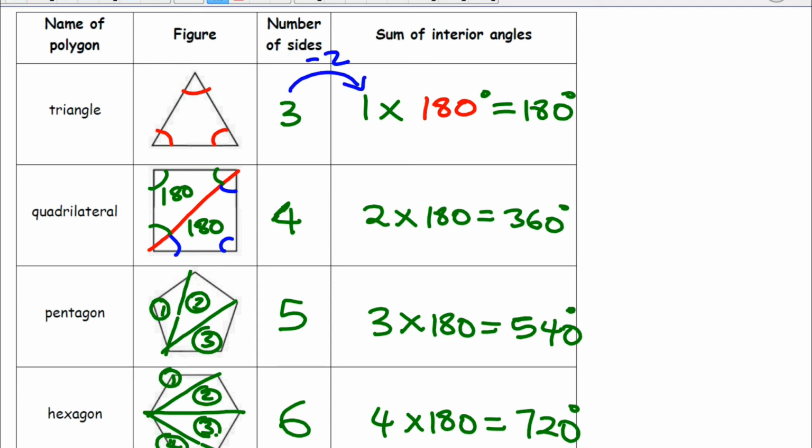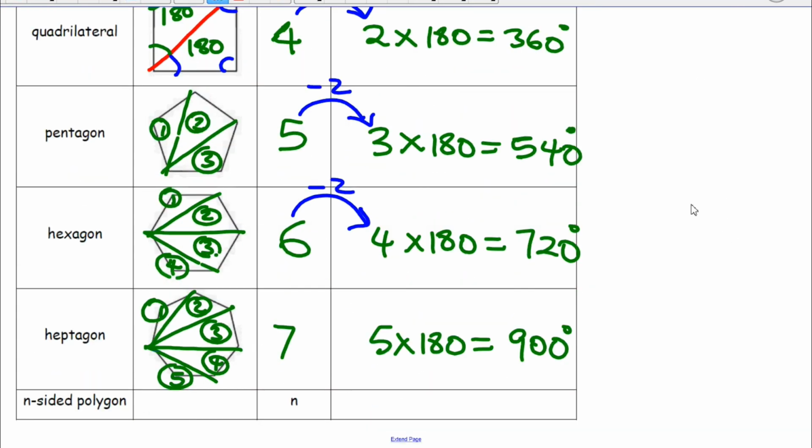You can see here it's minus 2, minus 2, minus 2, minus 2, and if you keep going, this will be minus 2 as well. And for an n-sided polygon, that will be n minus 2 multiplied by 180. Which means that the sum of interior angles of an n-sided polygon is n minus 2 multiplied by 180, where n is the number of sides.